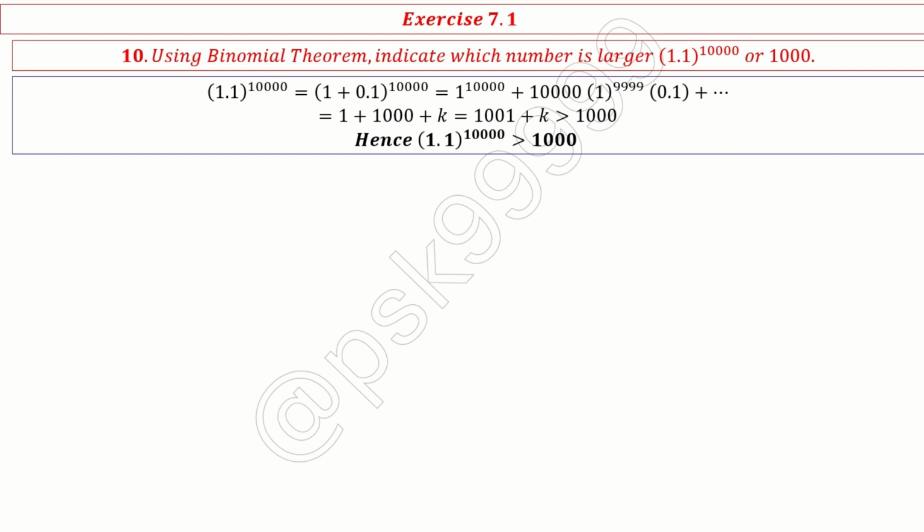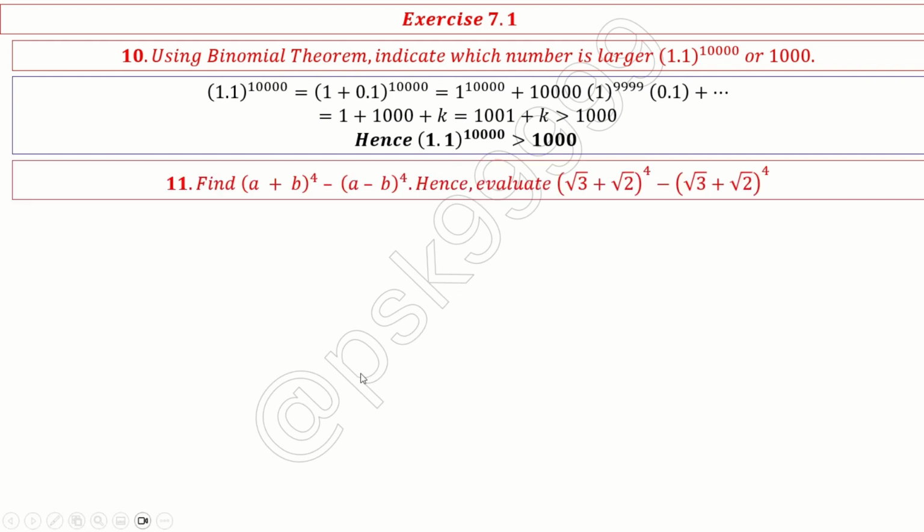I will just stop it here. I just want approximation, right? I don't want the exact value, just to check whether this number is greater than another given number. I don't need the complete expansion. So if I simplify this expression to the first two terms, that's enough to get the approximation. 1 plus 1000 plus some k, which is 1001 plus k, which is obviously greater than 1000. So 1.1 whole to the power of 10,000 is always greater than 1000. We can easily tell based on binomial theorem. This is another application of binomial theorem, which you can use in very many places for approximation.